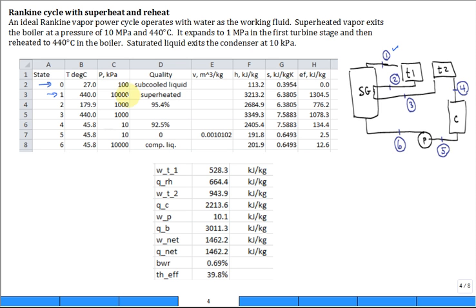Take a look at the pressures. Do they look right? 10,000, 1,000, 1,000, 10, 10. Yeah, look good. And then things like the temperature, 440, 440. And notice that for this problem, the quality at state 2 is 95%.